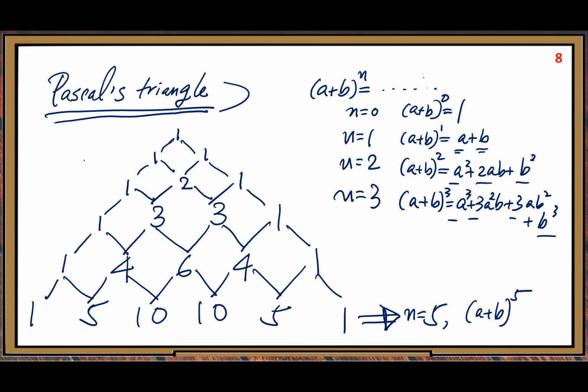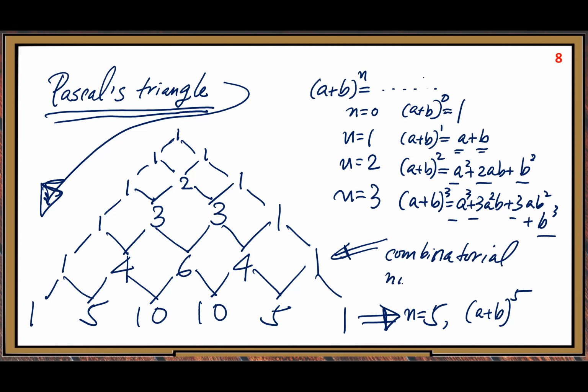This structure is called Pascal's triangle. These numbers are all combinatorial numbers. All these combinatorial numbers can be organized in this triangle structure, with the relationship between 2 adjacent levels as the one I just described. Pascal's triangle.